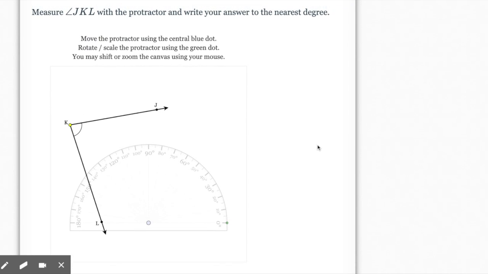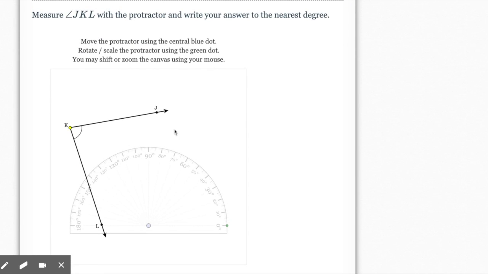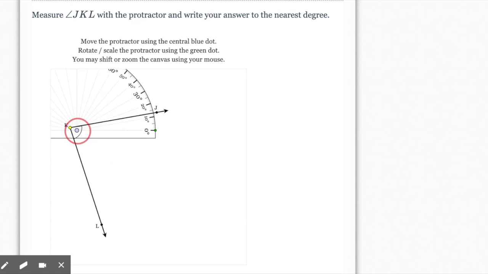I do just want to go over this because navigating this angle with a protractor can be kind of tricky. So the directions say measure angle JKL with the protractor and write your answer to the nearest degree. It says move the protractor using the central blue dot. So I'm literally going to use my mouse to drag the blue dot over the yellow one, and you'll see that it'll match itself up.